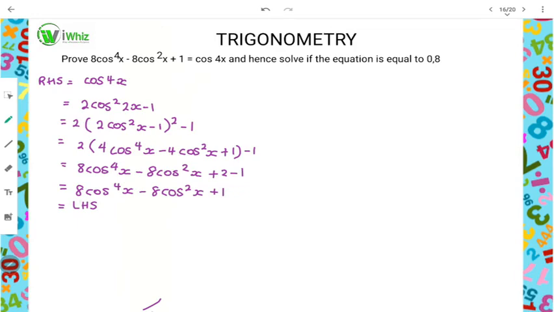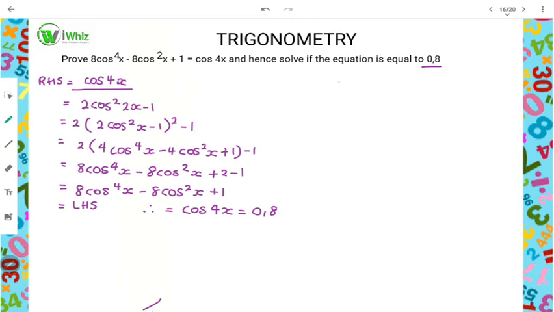Then we can look at how to solve the equation. If I solve the equation, what I'm basically saying here, once I remove the common factor, is that we can say this equation therefore is equal to cos 4x, which is what I started with. And cos 4x is equal to 0,8 because they told us that that equation is equal to 0,8.